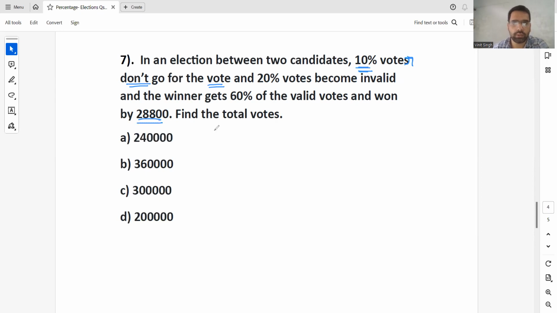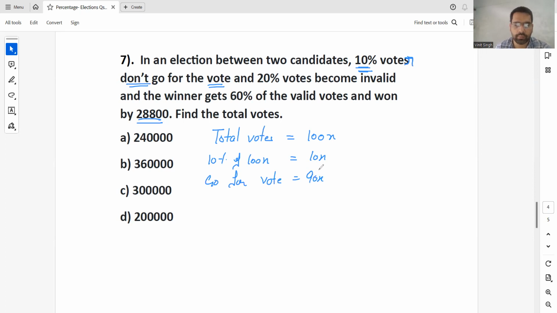Now here, we will take the total votes as 100x. Now 10% of voters didn't go. 10% of 100x is equal to 10x. So those who go for the vote are equal to 90x.